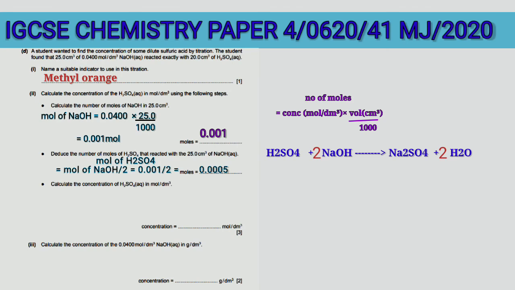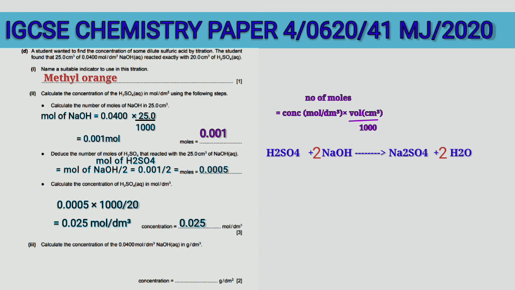In the next step, we are asked to calculate the concentration of H2SO4 in mole per dm cube. The amount which we got in the previous step, that is 0.0005, is present in 20 centimeter cube of H2SO4. To make it into dm cube, we will multiply this by 1000 and divide by 20. So this on calculation comes to 0.025 mole per dm cube.